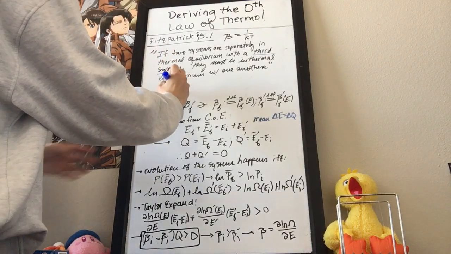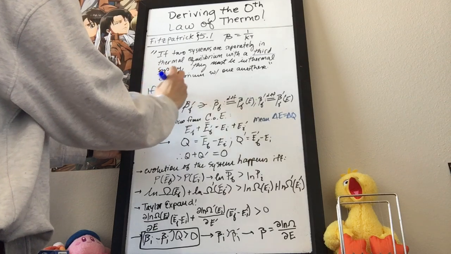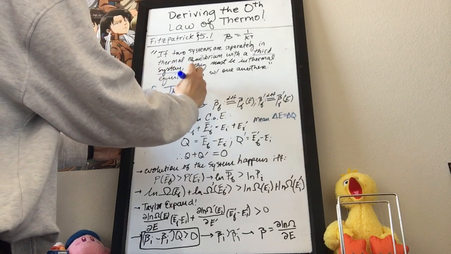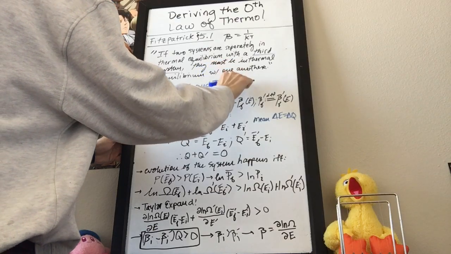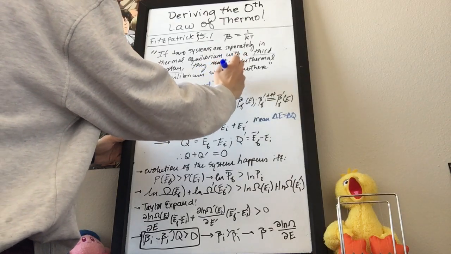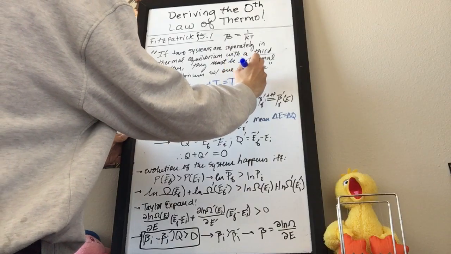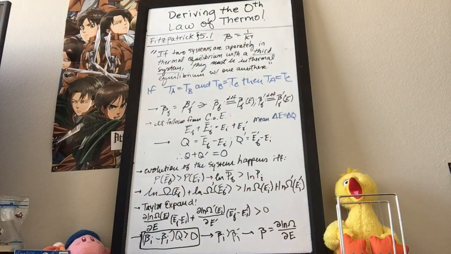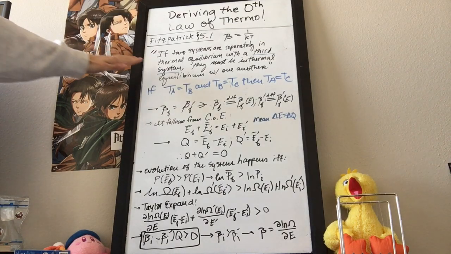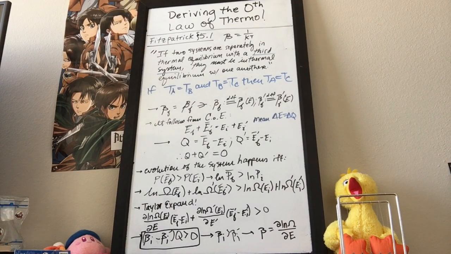So we have, if TA is equal to TB, and TB is equal to TC, then TA has to be equal to TC whenever we have some systems in thermal equilibrium. That is what we mean when we have the zeroth law of thermodynamics. Things just find thermal equilibrium.